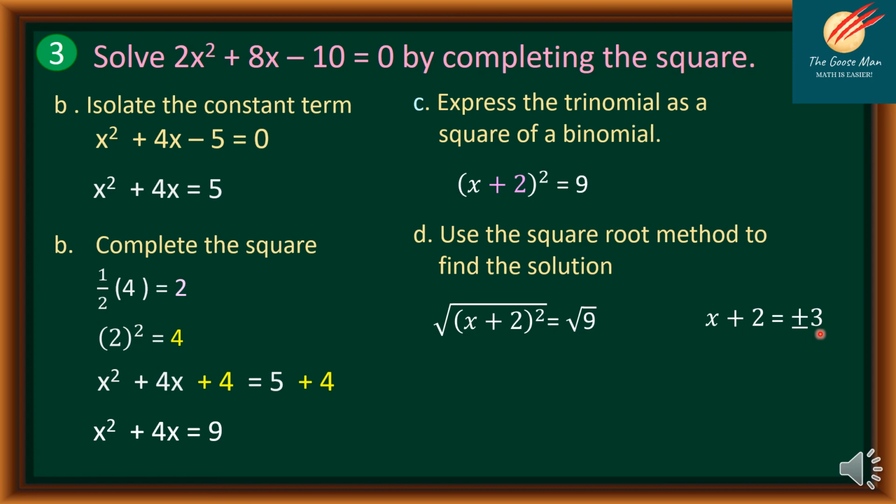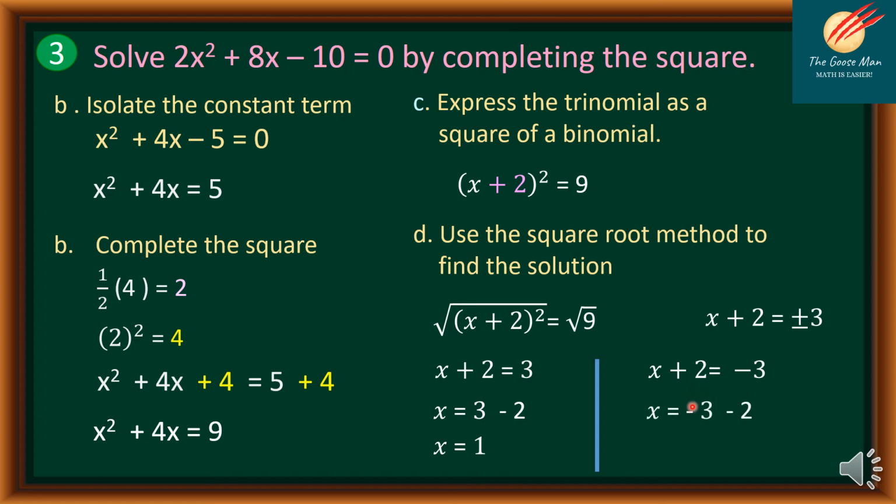So there are two values. On the first side, or on the left hand side, we have x plus 2 is equal to 3. So we have, again, subtracting both sides of the equation by 2. So we have x is equal to 3 minus 2. So we have x is equal to 1. On the other hand, if I have here x plus 2 is equal to negative 3, subtracting both sides of the equation by 2, so I have here x is equal to negative 3 minus 2, so x is equal to negative 5.